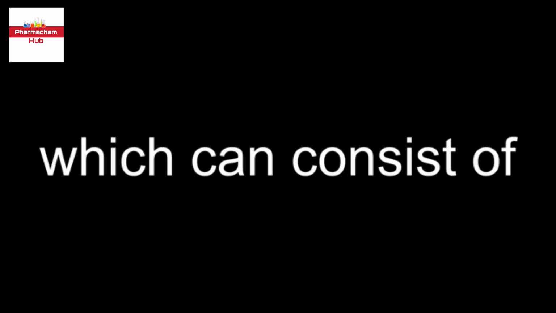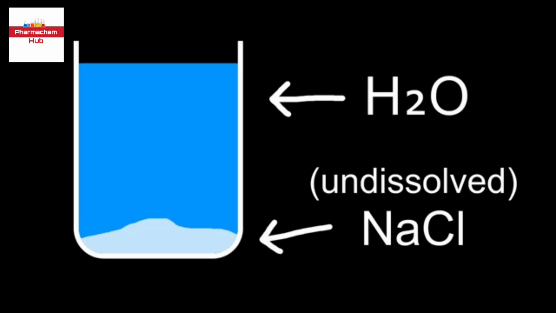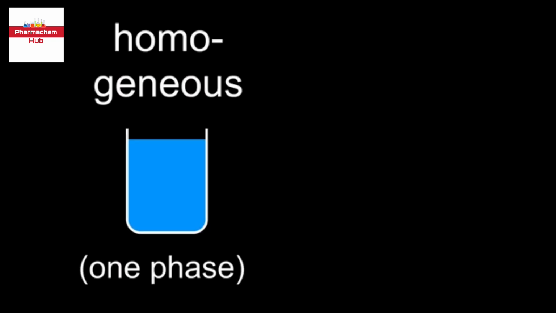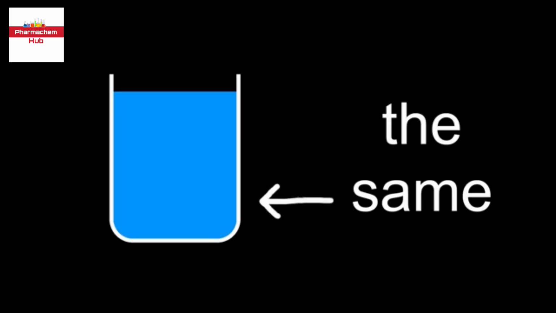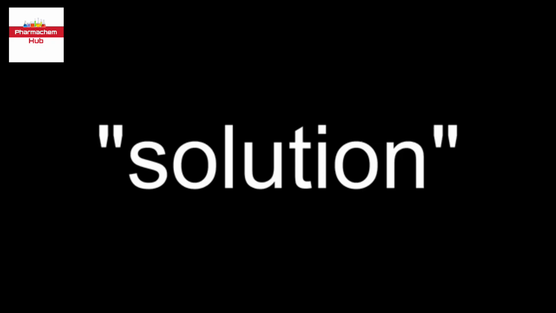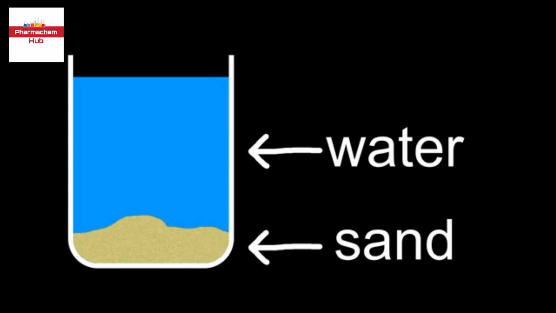All matter can be divided into two categories: pure substances, which can consist of one element or one compound, and mixtures. Mixtures consist of at least two pure substances and can be homogeneous or heterogeneous. Homogeneous means the substances will mix evenly and the mixture looks the same everywhere, like salt and water, which is a solution. Heterogeneous mixtures look different depending on where you look. They have distinct regions made of separate substances. One example is sand and water, which is called a suspension.